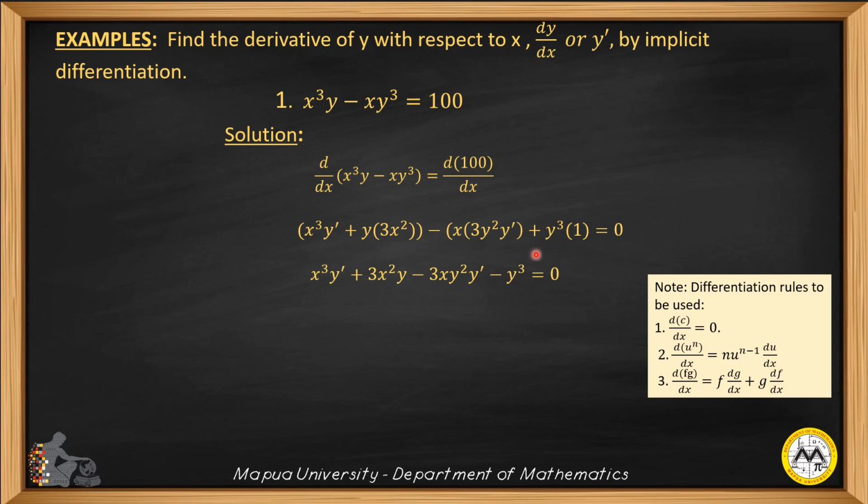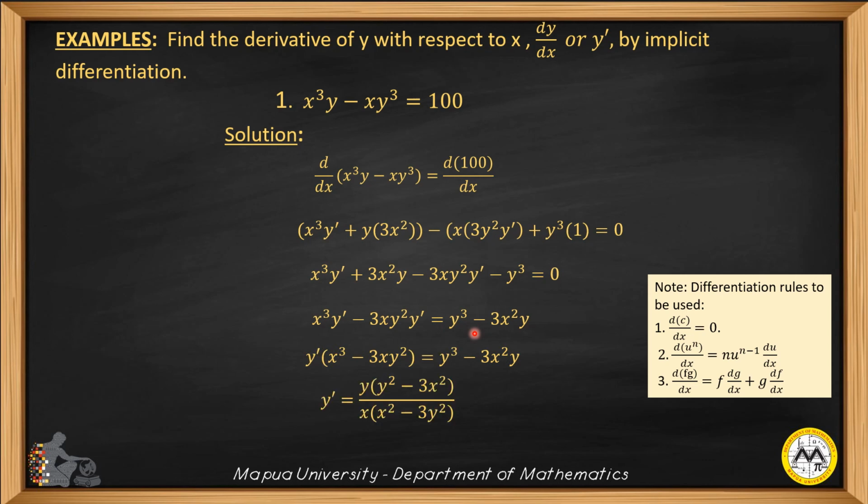So this equation here is simplified as follows. We have x cubed y prime plus 3x squared y minus 3x y squared y prime minus y cubed is equal to 0. And if we are to isolate the terms with y prime, we come up with this expression, and solving for y prime would give us the ratio of y times (y squared minus 3x squared) divided by x times (x squared minus 3y squared).